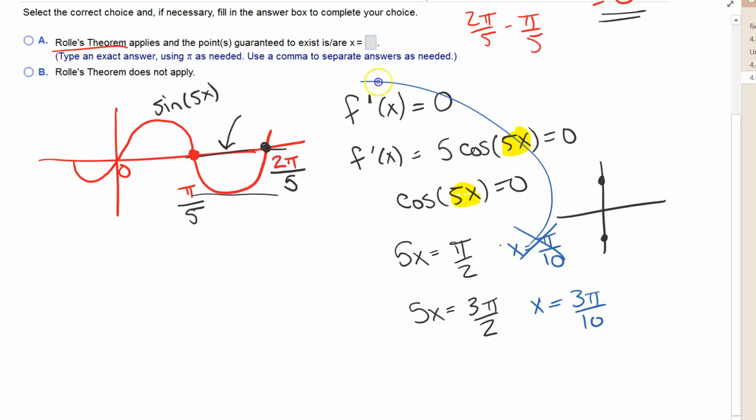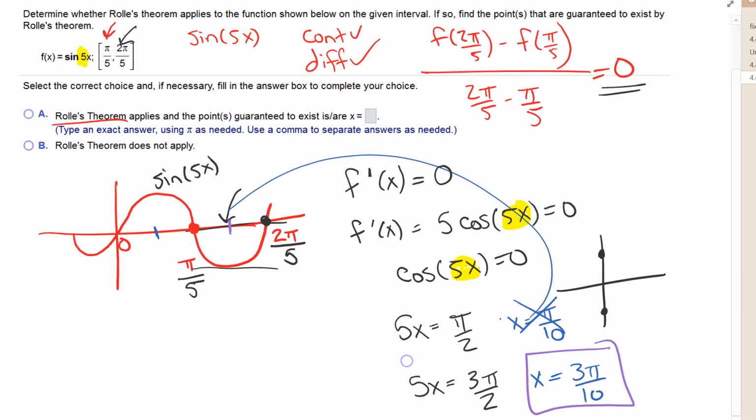Pi over 10 is not in our interval. It actually is right here. So that's not going to work in this solution, and it turns out our answer is 3 pi over 10, which is halfway between pi over 5 and 2 pi over 5.